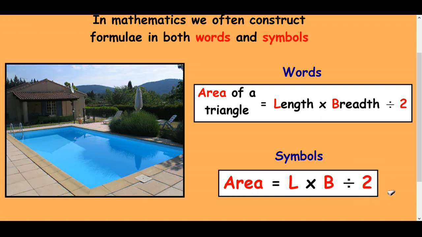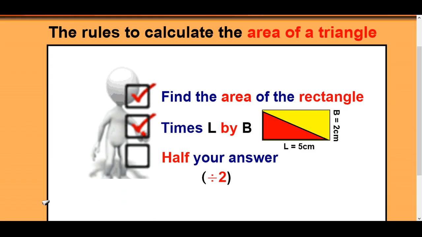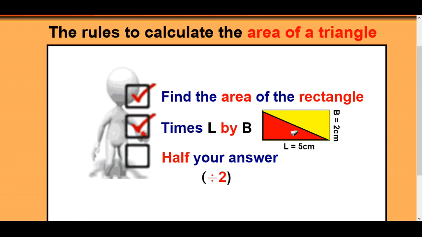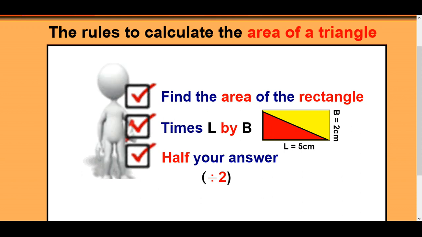Now, this is not the formula I'm going to end up with at the end of the lesson, but this is a formula I like to think of just now because it links easier to the rectangle formula. Okay, so find the area of the rectangle surrounding it, if you like, length times breadth, and then make sure you half your answer to maybe get the red bit there. Okay, let's have a go at this.